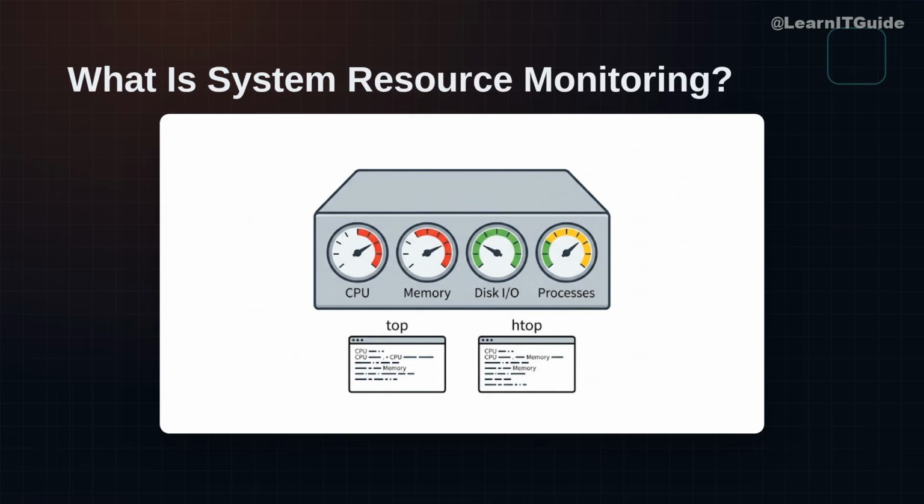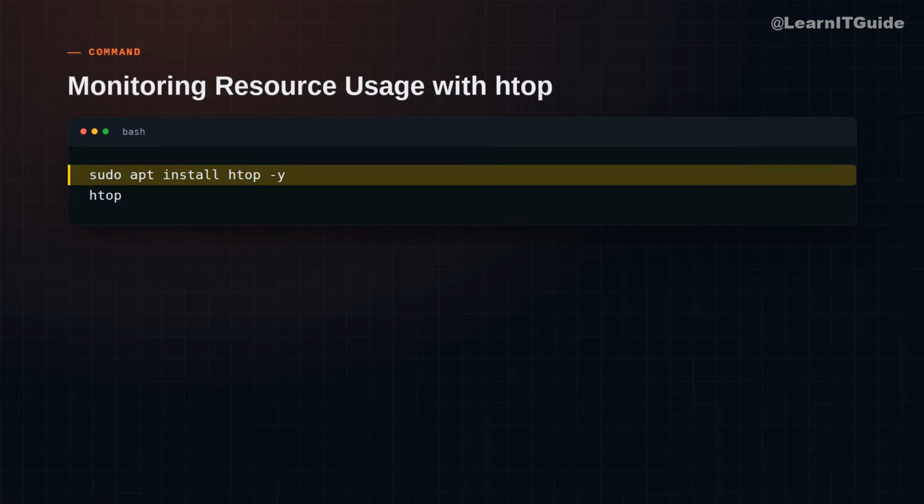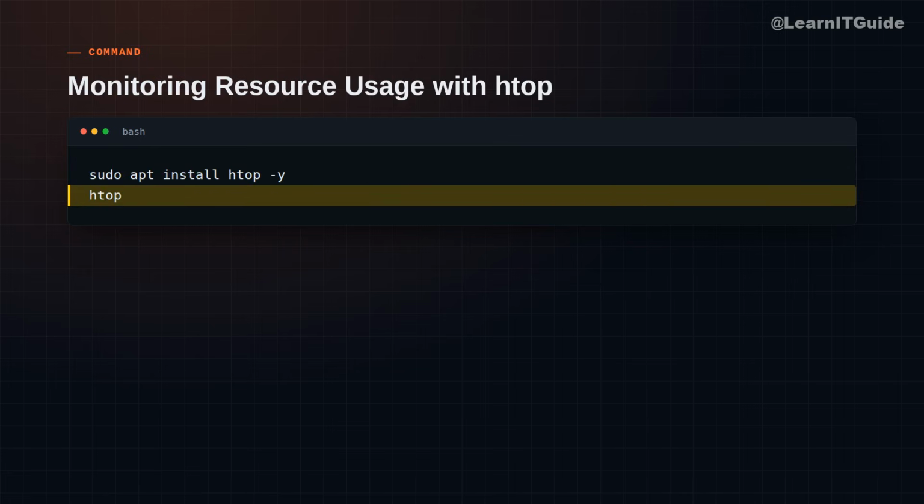Think of it like a car dashboard. If your engine is overheating, you see it on the gauge. In Linux, your gauges are tools like top and htop. They tell you if your CPU is maxed out or if you are thrashing your memory. To start, install htop on your Ubuntu 22.04 system using the apt package manager. Then simply run the htop command. This gives you a live, color-coded view of every process running on the system, including CPU load and memory consumption. It is much more readable than the standard top command.